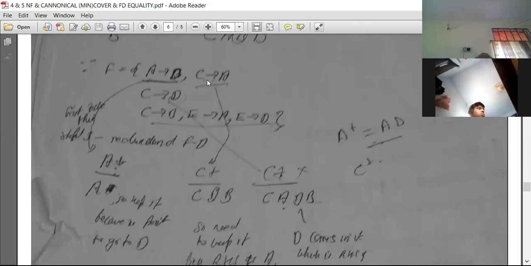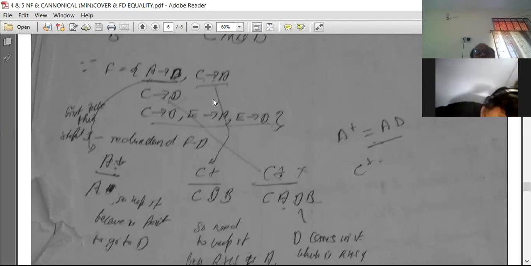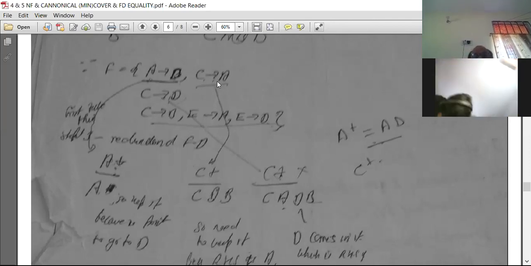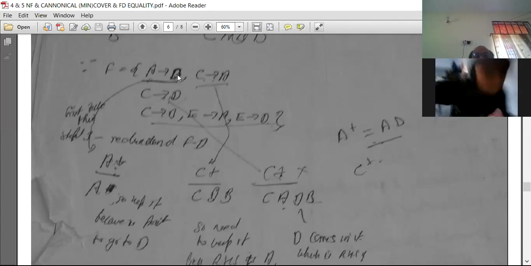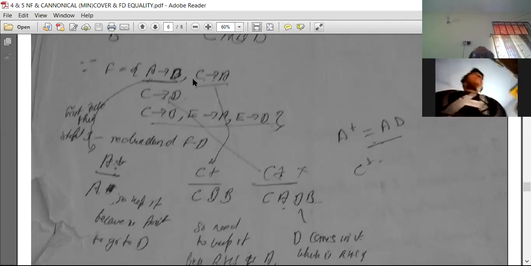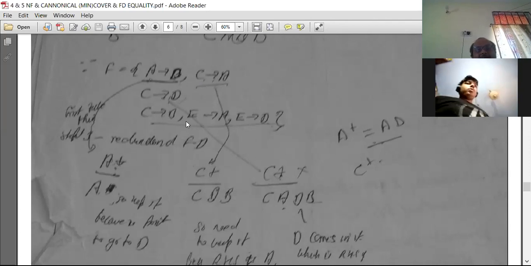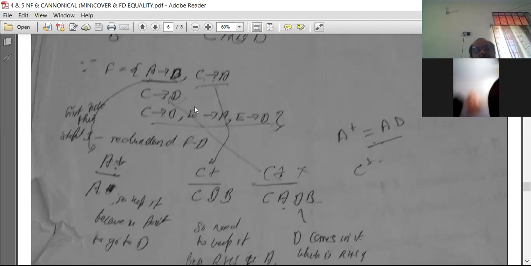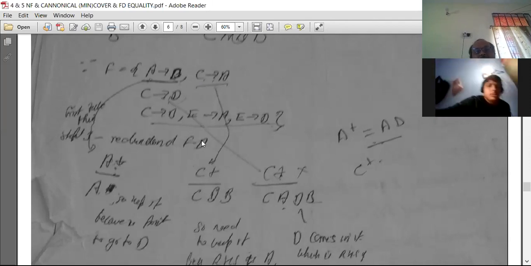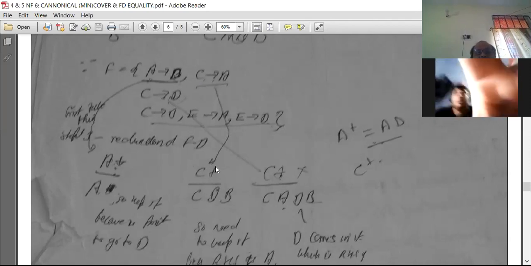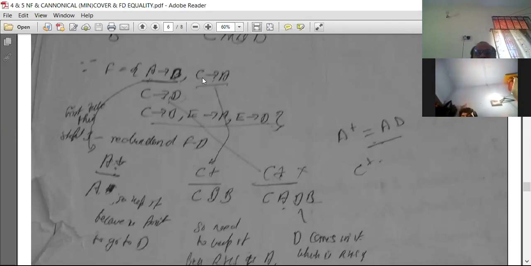Next I will check C closure. I will not see this one now; I will see all the rest of the FDs. From C I can reach C, and from C I can reach D, and anywhere else I can go? No. So I have written this, and now what I found is that I have not got A. That means I was finding the C closure and I did not get A in its closure. So we have to keep it. It is not a repeated FD.